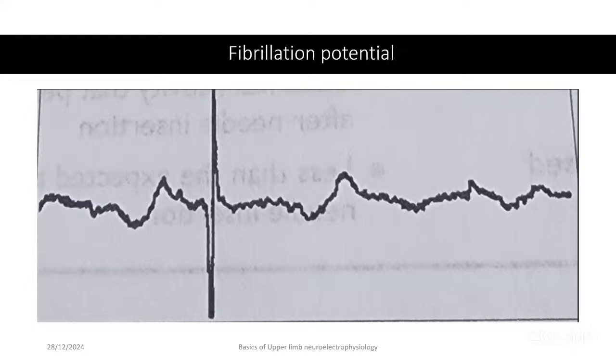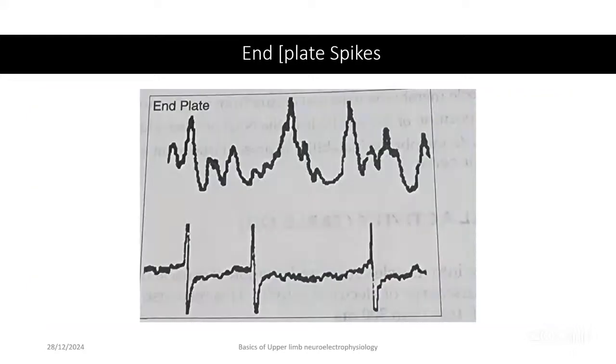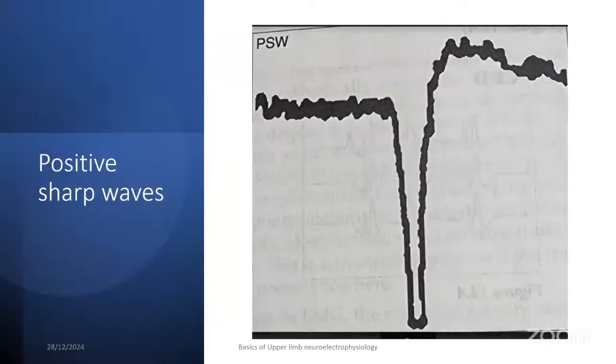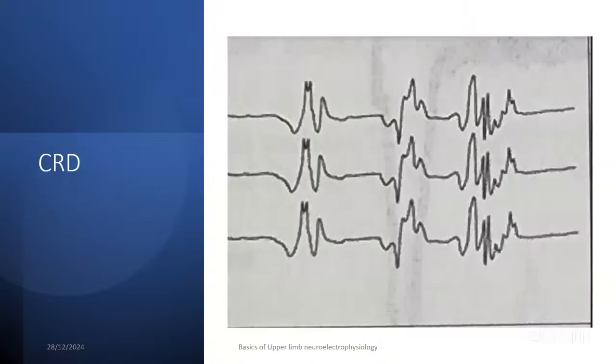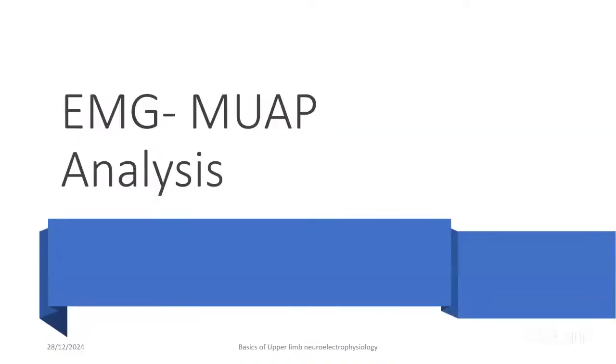This is the fibrillation potential, which you can see. And these are the end plate spikes, which you can encounter. And these are the positive sharp waves for recognition. You have to remember this. And complex repetitive discharges, which are depicted here.